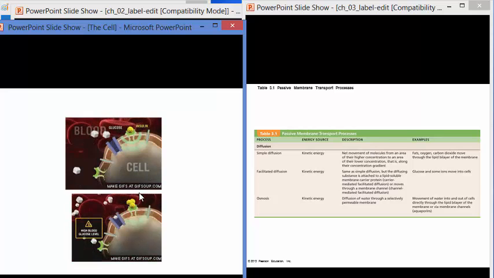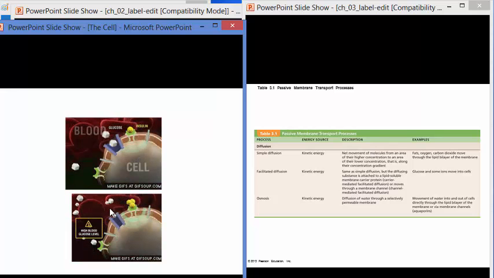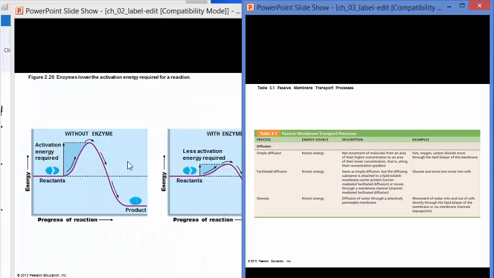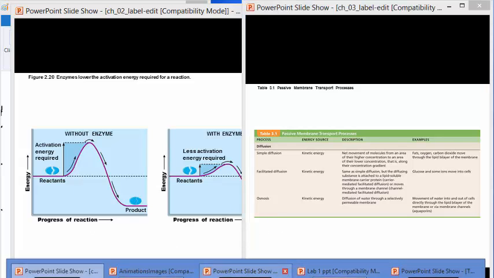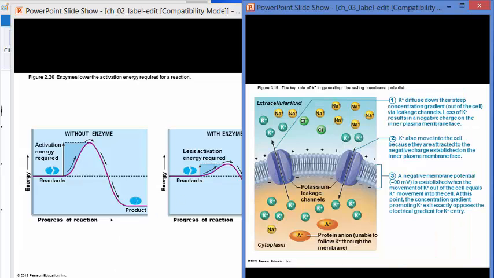Then we have type 2 diabetes. That process is dysfunctional because insulin receptors are no longer sensitive. Glucose is not able to get into the cell. And osmosis refers to the diffusion of water. So certain cells can react when they are in certain types of solutions.